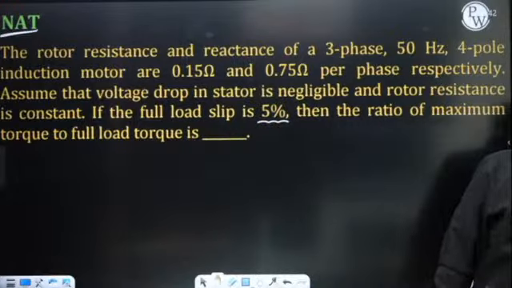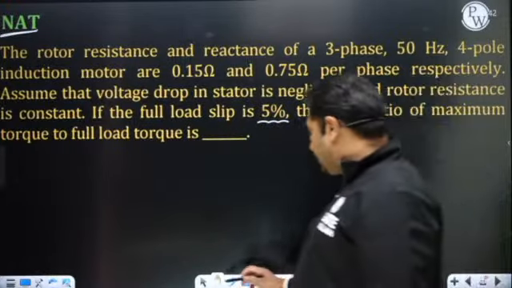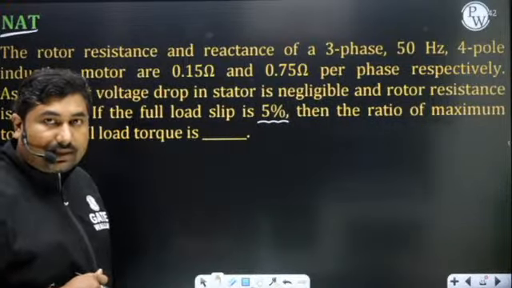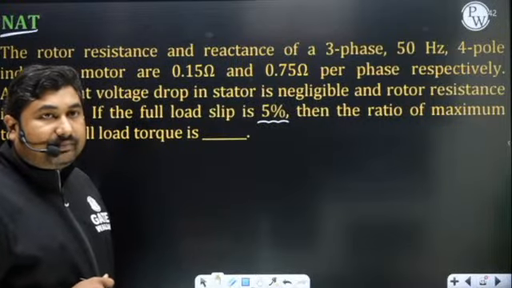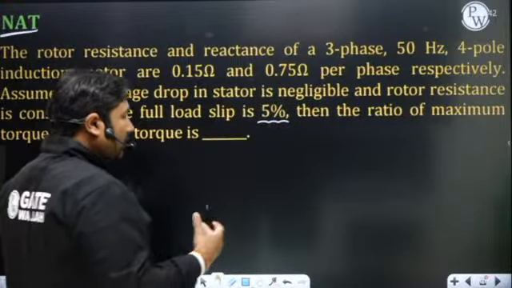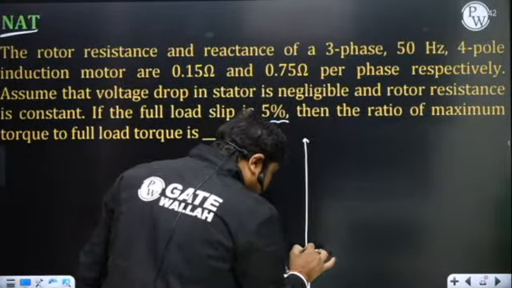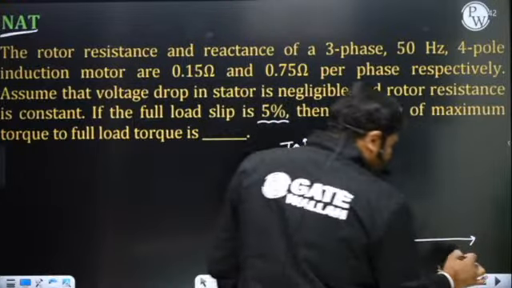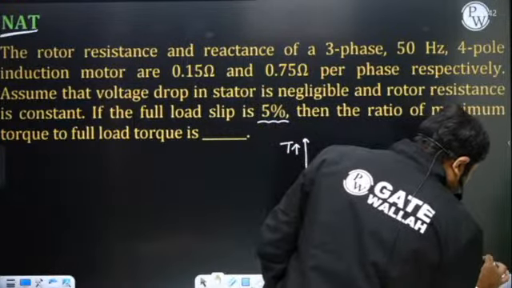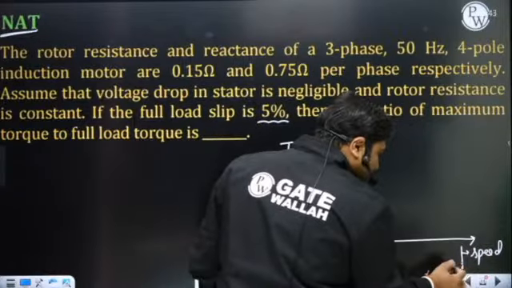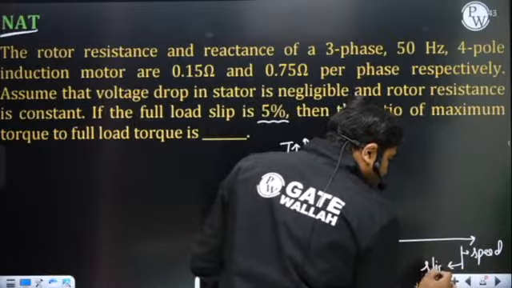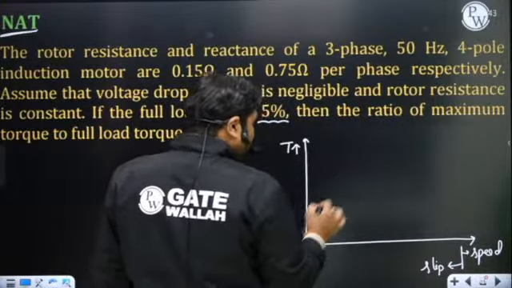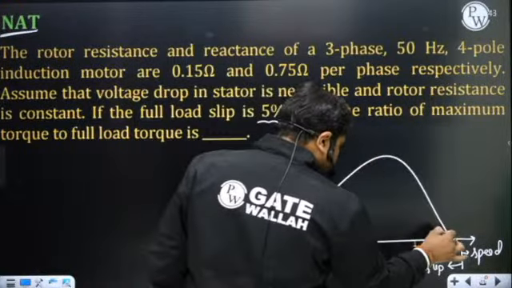Now please observe, we need to find the maximum torque to full load torque. This is very important. Please observe here, in case the stator impedances are neglected, and if you observe the torque slip characteristic curve, torque, you can write speed or slip. This axis is increasing speed and this axis is increasing slip. Now, the torque slip curve of the 3-phase induction motor will be like this.